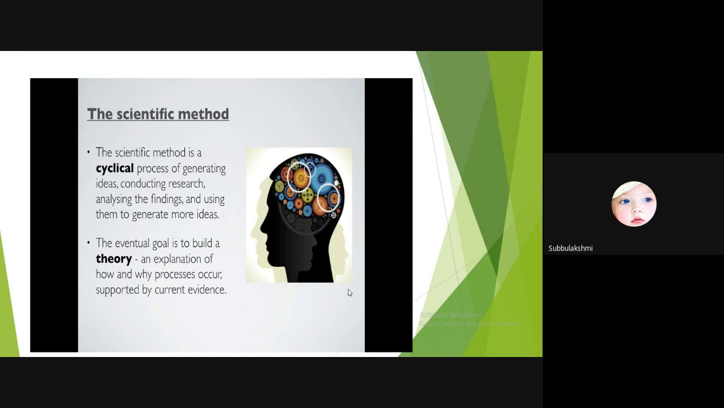Next is the eventual goal, right? It is to build a theory, an explanation of how and why processes occur. So this is how the scientists have designed this method. The next slide, ma'am.